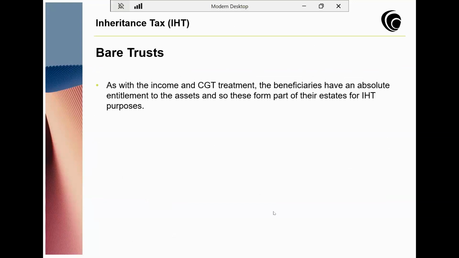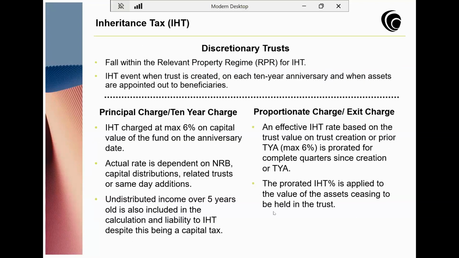And then we'll skip over those ones just for now. So moving on to inheritance tax. Bare trust, the same treatment as before. The beneficiaries are absolutely entitled, so it's within their estate for inheritance tax purposes. When they pass away, it will be taxed at 40% in their estate. If they give it away, it's either a PET or a chargeable lifetime transfer.